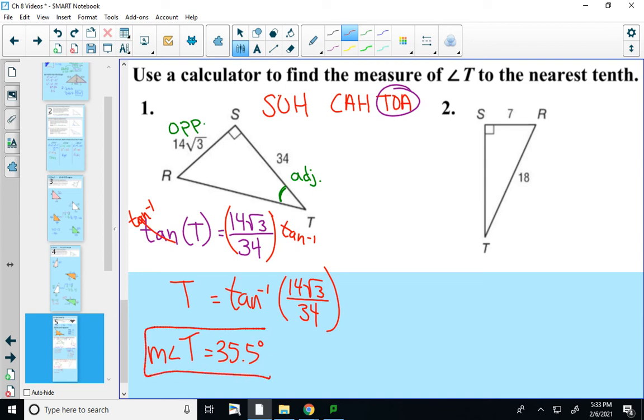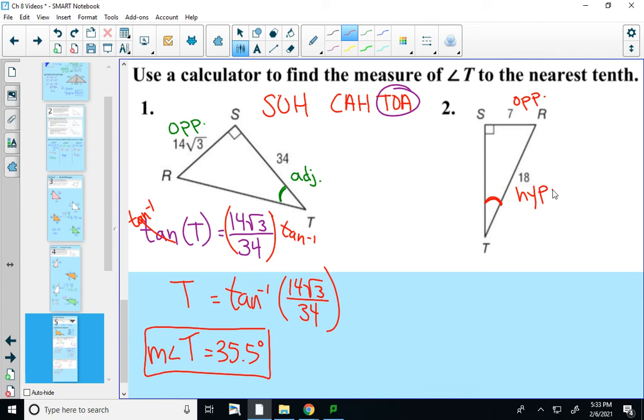And we're going to do one last example. So in this one, I'm trying to find angle T as well. Let's look at the sides I'm given. 7 looks like it's opposite. And 18 is right next to T, but we're not going to call it the adjacent side because it's actually across from a right angle. So that's going to be the hypotenuse.